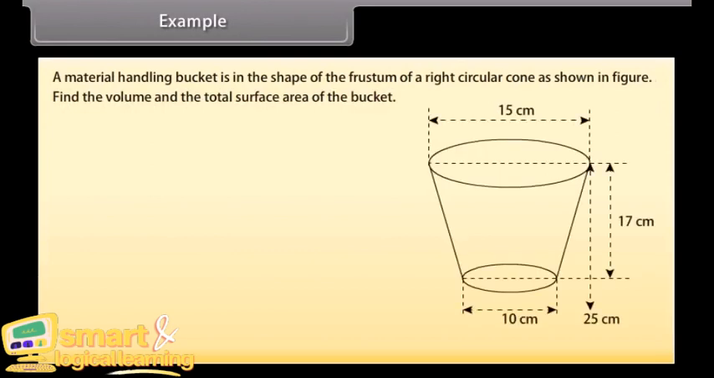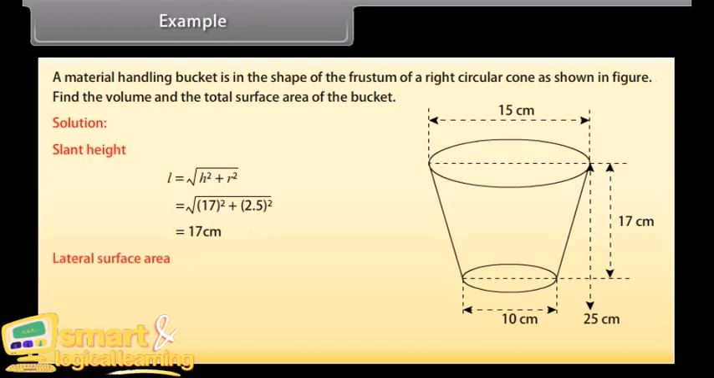Example. A material handling bucket is in the shape of the frustum of a right circular cone as shown in the figure. Find the volume and the total surface area of the bucket. Solution. We know that slant height L is equal to under root h square plus r square. Therefore, we get slant height is equal to 17 centimeter.